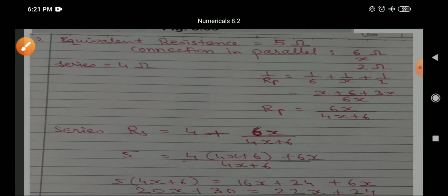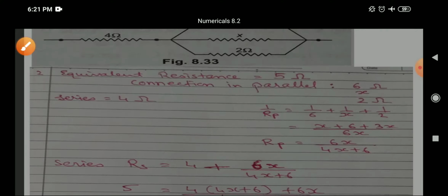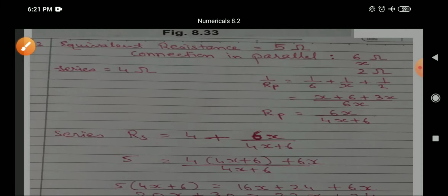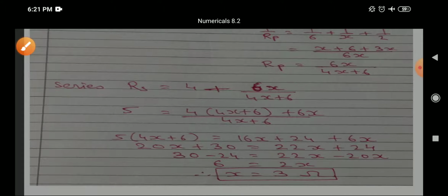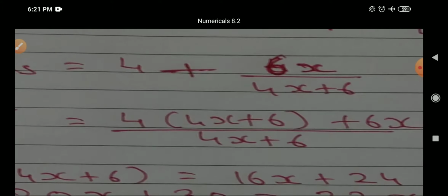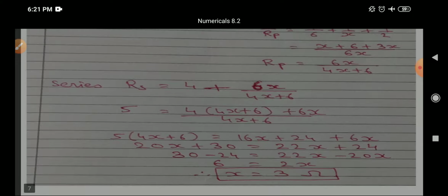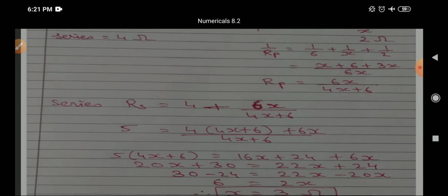So let us move to the further part. So Rs is already given. If you see, the resistance of the whole circuit is given as what? 5 ohm. So it is already given. So 5 ohm is equal to 4 bracket 4x plus 6 plus 6x upon 4x plus 6. Simple mathematics is that. So in this simple mathematics, you find out the value of x. So x is equal to 3 ohm. So this is the way we do the sum.